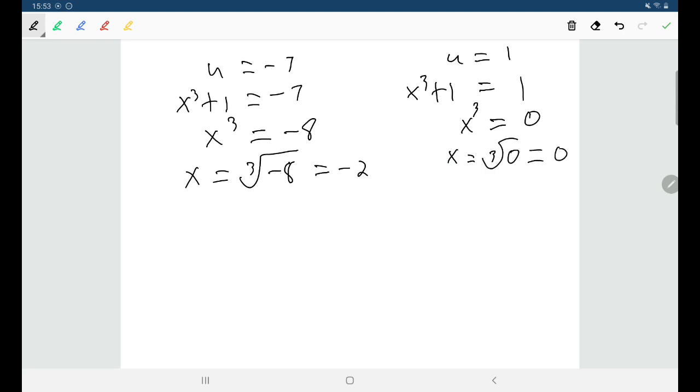Now, I didn't square both sides at any point in this question, nor did I raise it to any other even power, which means I shouldn't have any extraneous solutions, but still it's good practice to check your solutions. Both 0 and negative 2 should solve the original equation, and in fact, if you check, you'll find that they do. So our solution set contains two values, 0 and negative 2.